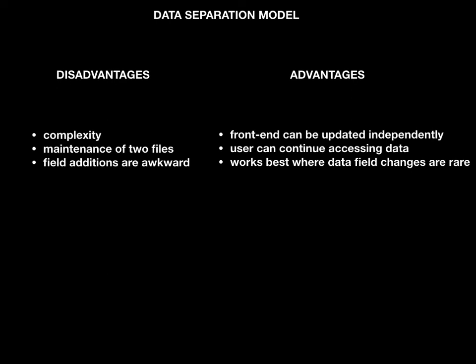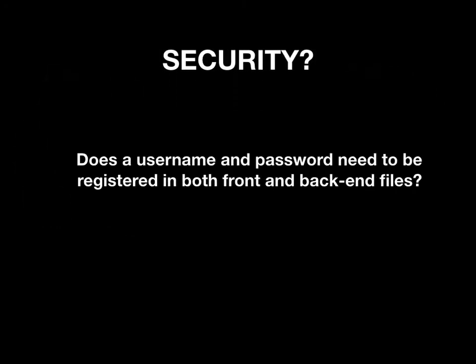So now, having given that backdrop to the difference between the data separation model and the single file model, and the advantages and disadvantages of both, let's look at security. The big question is, does a username and password need to be registered in both the front and back end files? Now, to be honest, I've been doing that. So if Joe with the password XXX has access, I will put in Joe with XXX in the front end and Joe with XXX in the back end. That in fact is not necessary. I've only found that out recently, and I want to outline the security approach I have found that works.